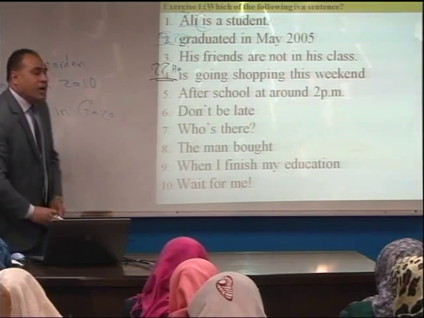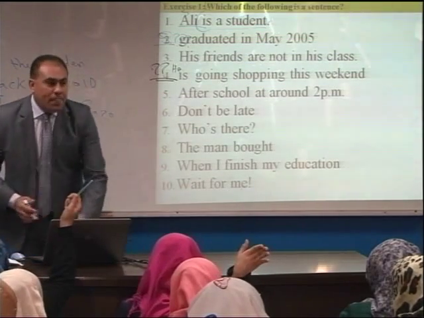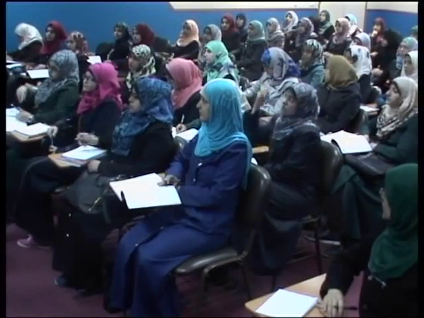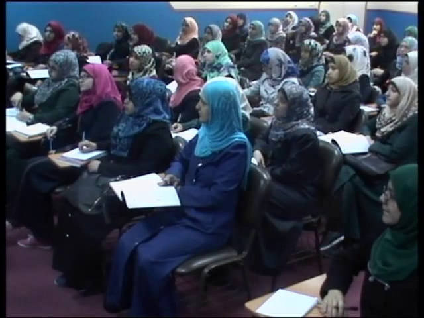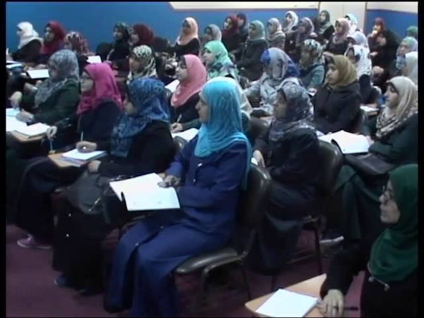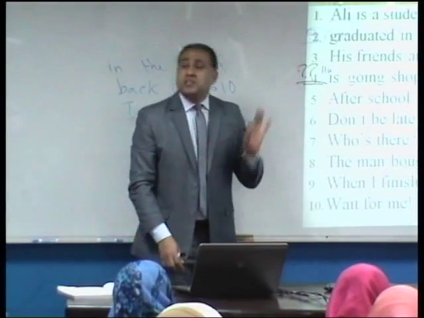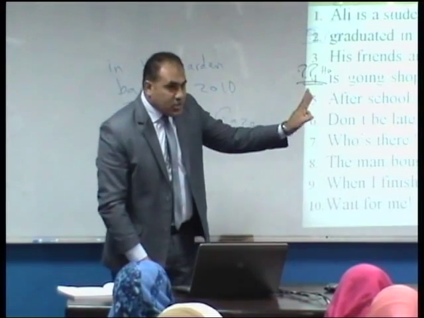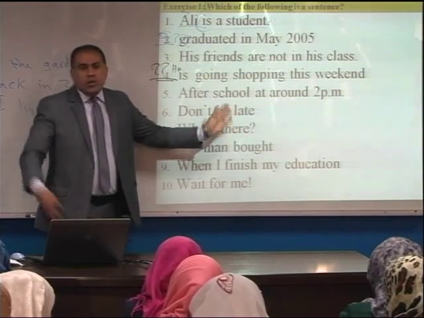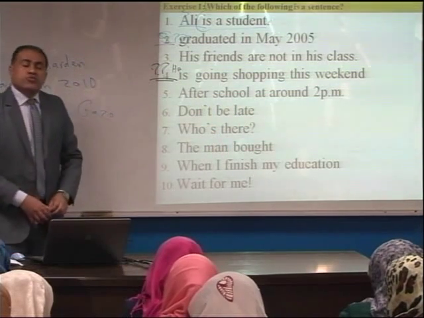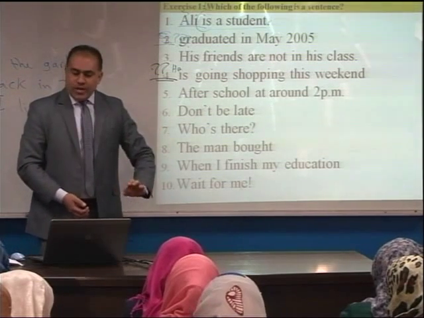Let's see, number 5. After school at around 2 p.m. It's not a sentence. Why is it not a sentence? The 3 requirements for a sentence are not there. There is no subject, there is no verb, and the meaning is not really complete here. What do we mean by after school at around 2 p.m.? So it is not a grammatical sentence, okay?